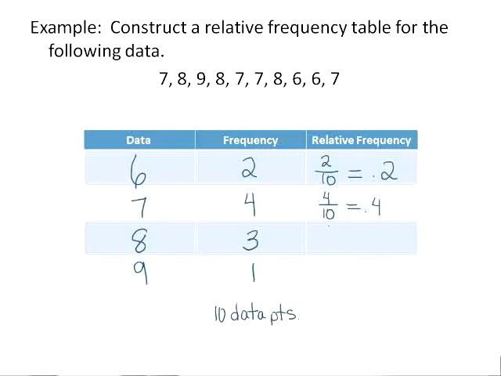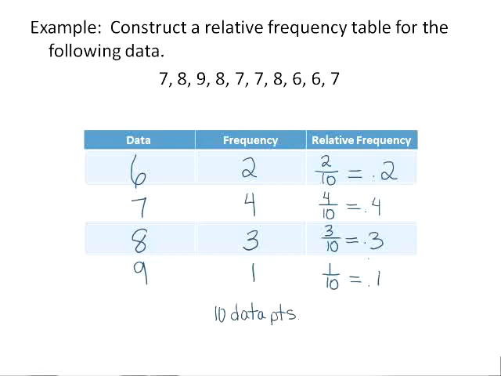The 8 appears 3 times. So 3 times, relative frequency of 3 divided by 10 gives me 0.3. And then for the data point of 9, the frequency divided by the total of 10 gives me 0.1.